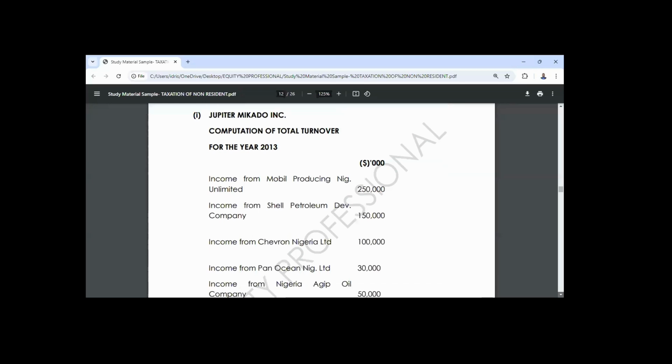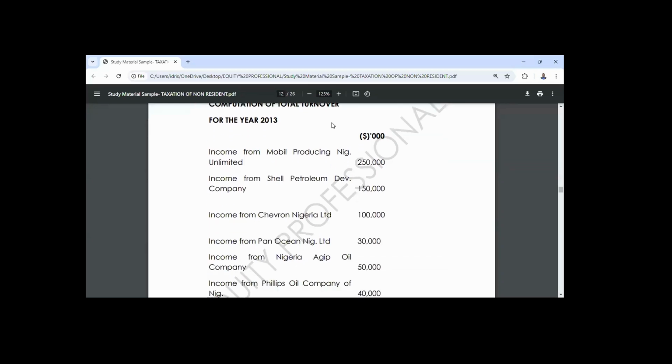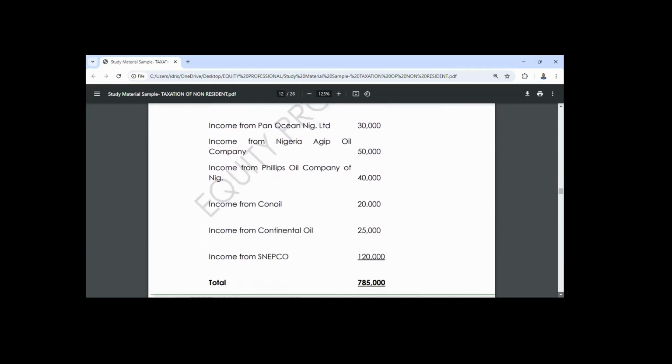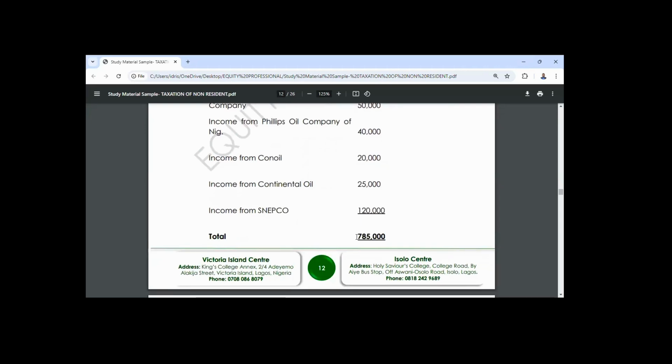First is to get the turnover. The question is in dollar. We add all the income together. That is the turnover. So the turnover is $785,000, though it is in million.